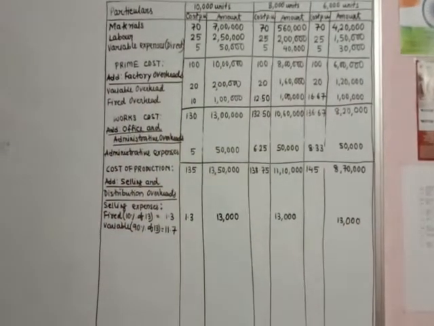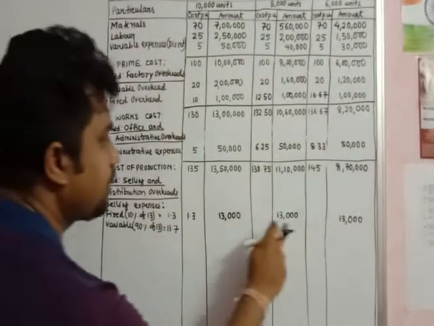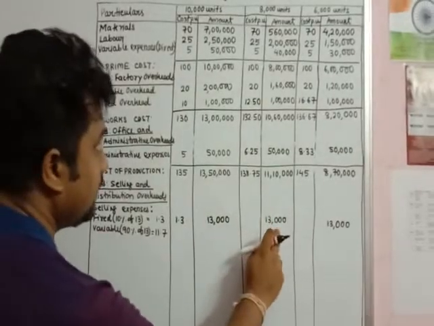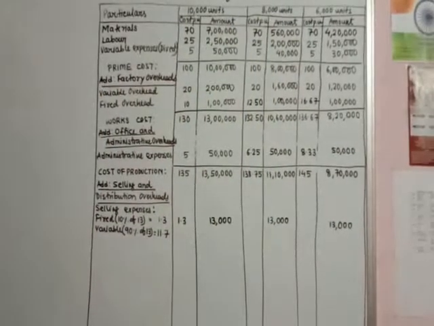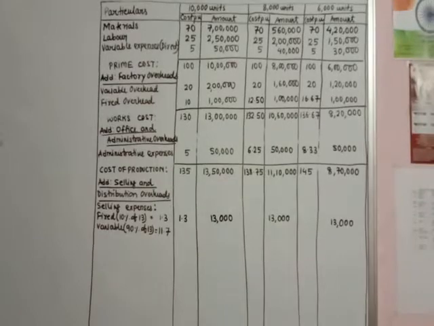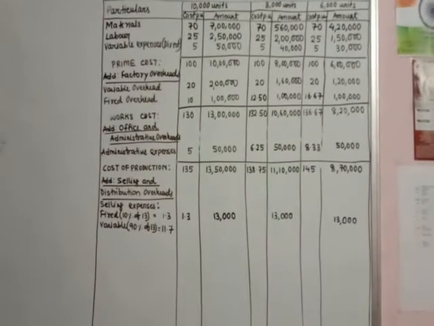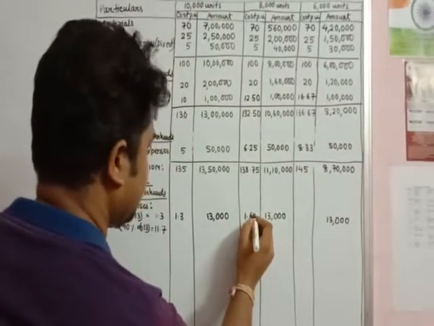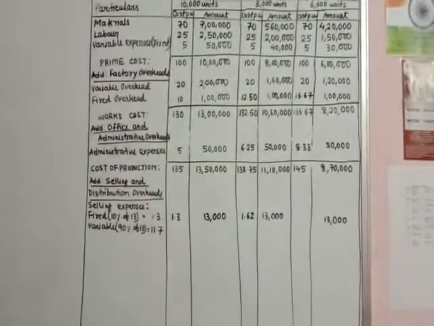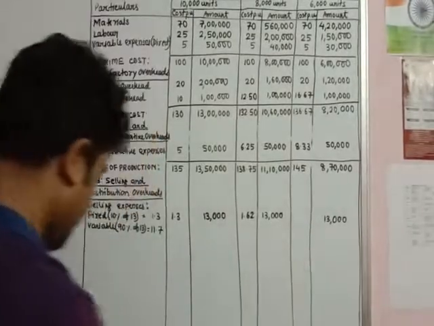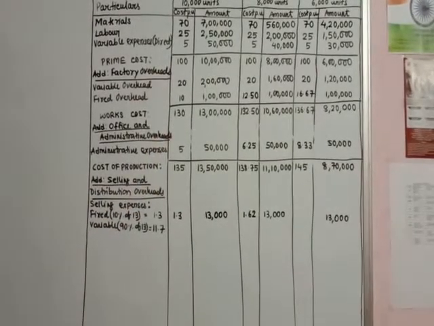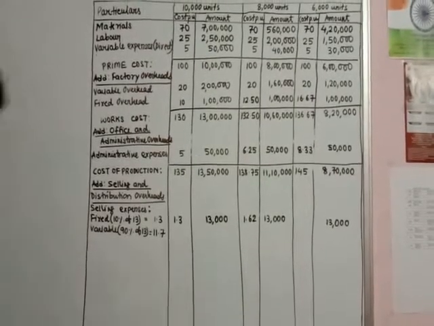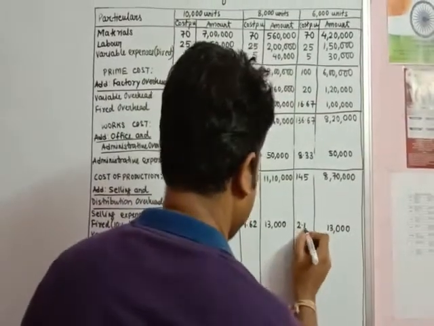But what will happen is that the cost per unit will not remain the same at all levels. Here it is 1.3. For 8,000 units, 13,000 divided by 8,000 gives you 1.62. If you move on to the next one, you will get 13,000 divided by 6,000, and the cost comes up to be 2.17.